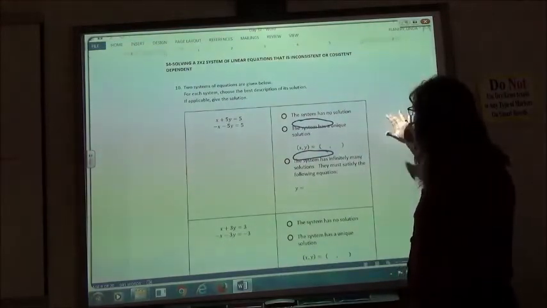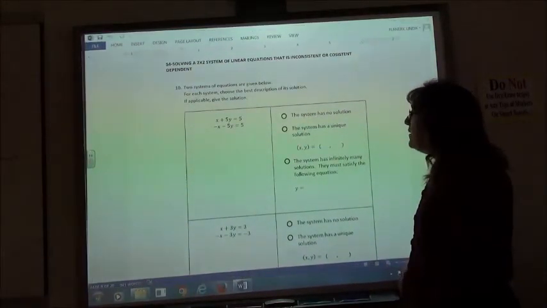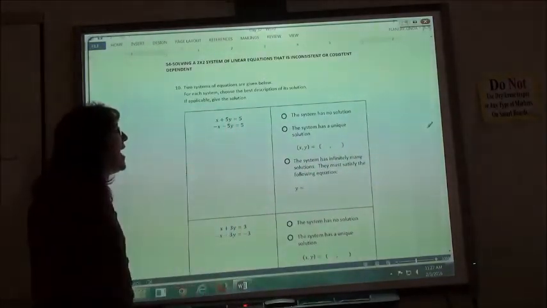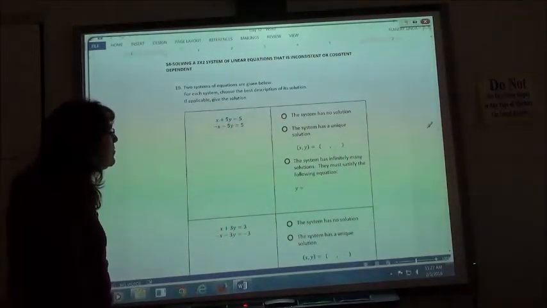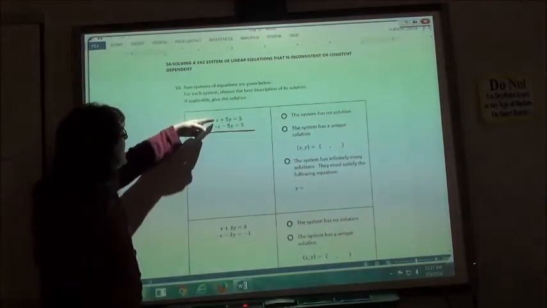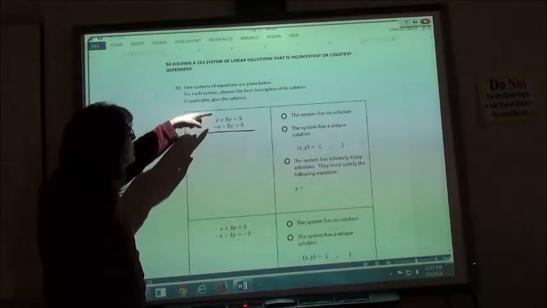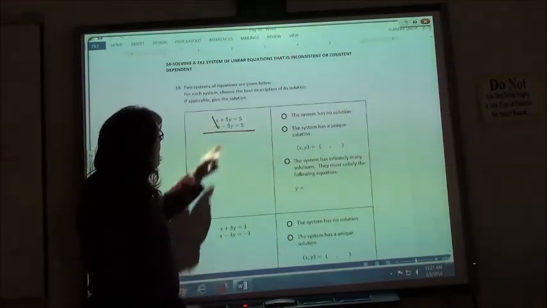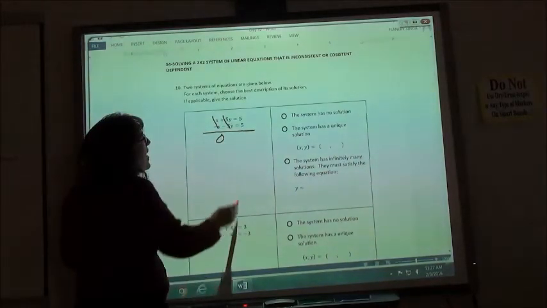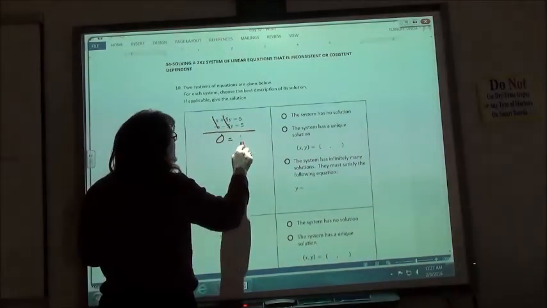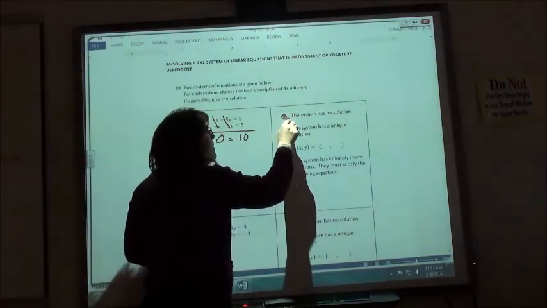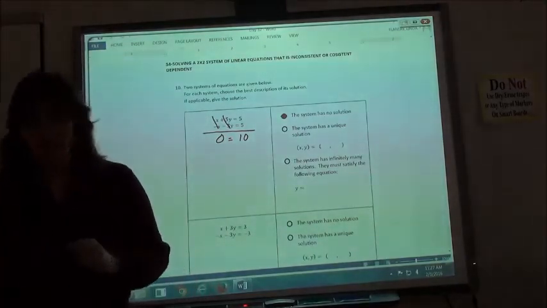We want our x and y to be on the same side and the constant term to be on the other side. And then we're going to see if we have opposites that cancel out some terms. So in this case, I have a negative x and a positive x. They're already going to cancel out. I have 5 and negative 5, which also cancels out. So I get nothing on this side. Over here I have 5 plus 5, which is 10. If I get the answer 0 equals 10, my system has no solution.